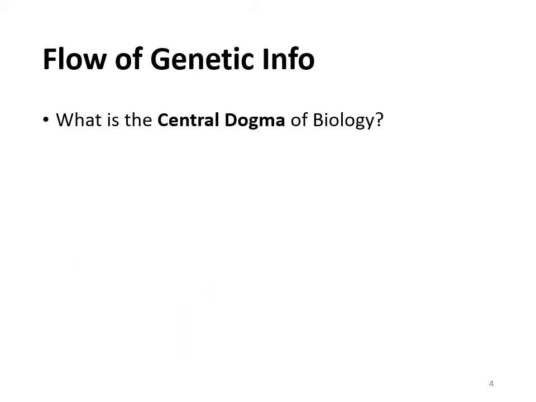Now, when we talk about genetics, one of the important things to always remember is what is the central dogma of biology. So anytime you see the term central dogma, I want you to write down DNA to RNA to protein, meaning that the way that genetics flows in biology is DNA is transcribed to RNA, which is then translated to protein.